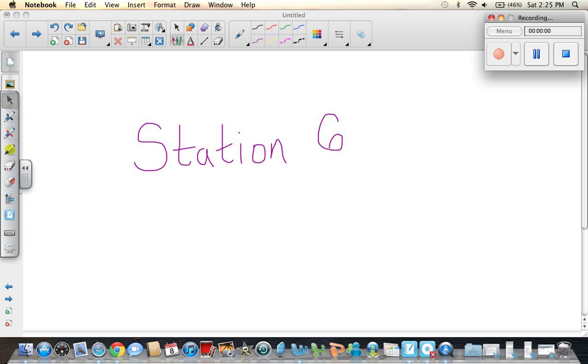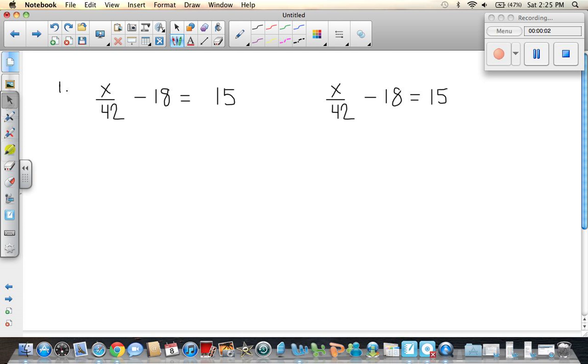This video is over station 6. In problem 1, I'm going to show you two different ways to do this problem. First of all, I'm going to do the problem where I multiply each side by 42.